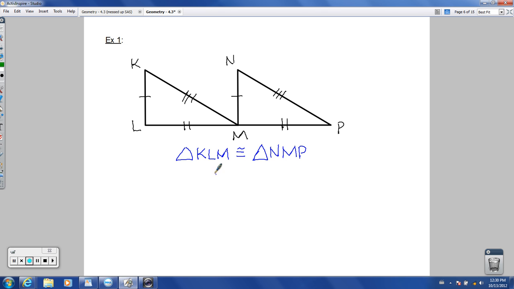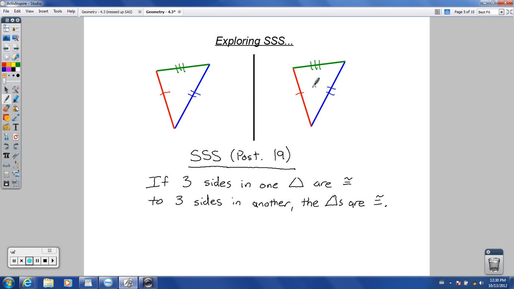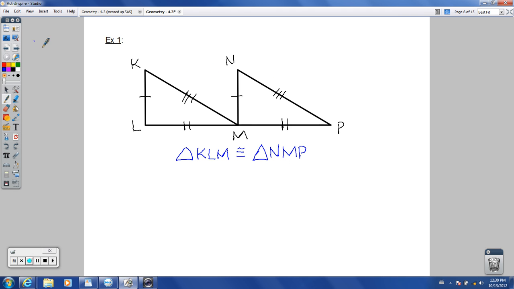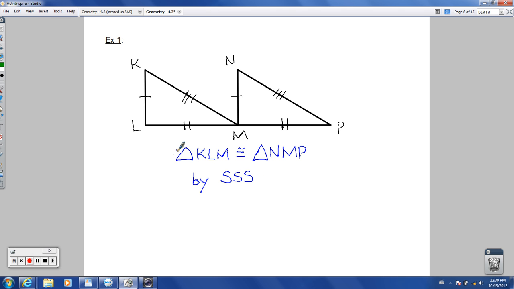And why would this be true? Before we had to prove all 6 parts matched up. So we got the 3 sides, but before we had to say, well, this angle, this one, this one, this one, and this one. But now that we have this side congruence postulate, we can say that if this is true, if we have a picture like this where the 3 sides match up, then we can automatically assume that the angles are going to match up too. We can say that by the side congruence postulate, or just simply say SSS, and that is totally sufficient. So this is true by side.